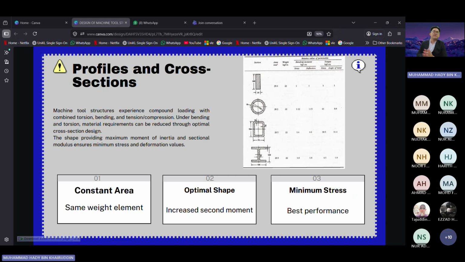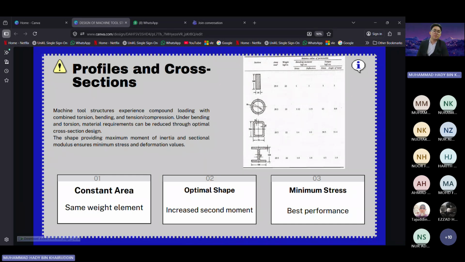Imagine you have 10 kilograms of steel. If you shape it into a solid bar, it will bend like a noodle. If you take the same 10 kg and shape it into a large hollow box or an I-beam, it becomes incredibly rigid. By moving the material further away from the center, which is the neutral axis, we achieve an increased second moment of inertia. We haven't added a single gram of weight, but we have fundamentally changed how the part handles a load.